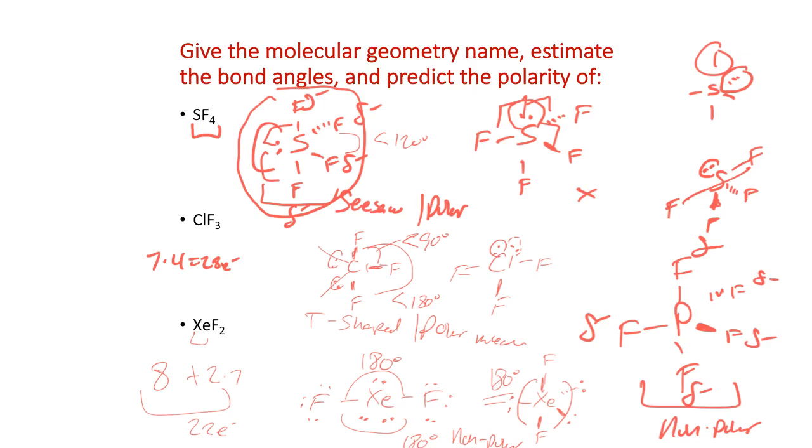So non-polar molecule for XeF2, but polar molecules for ClF3 and SF4. Non-polar if we had all 5 bonding domains in trigonal bipyramidal geometry. So non-polar for PF5.